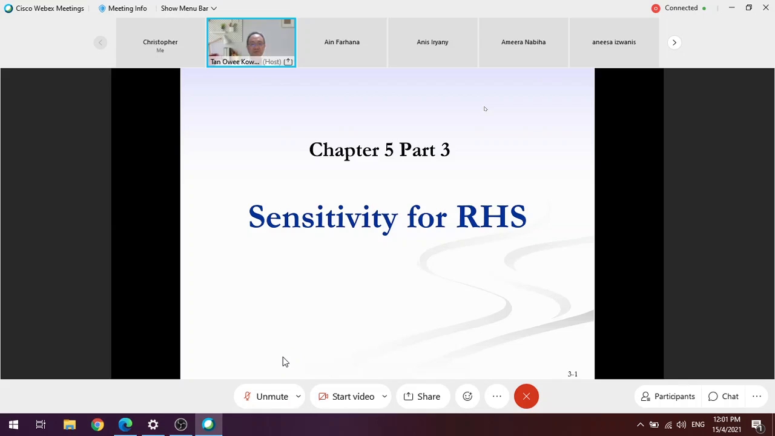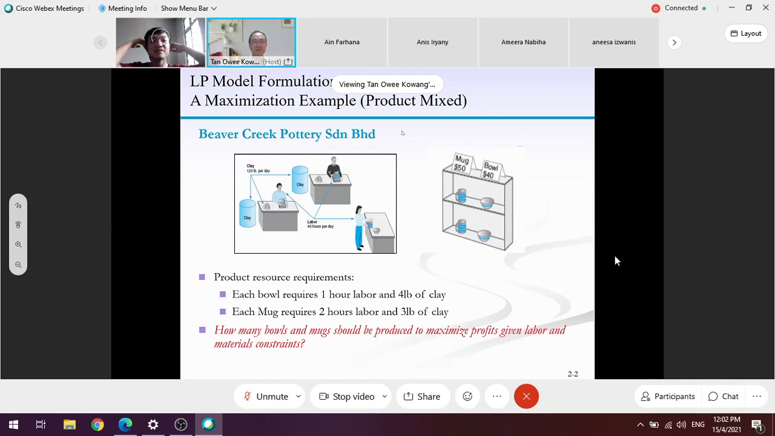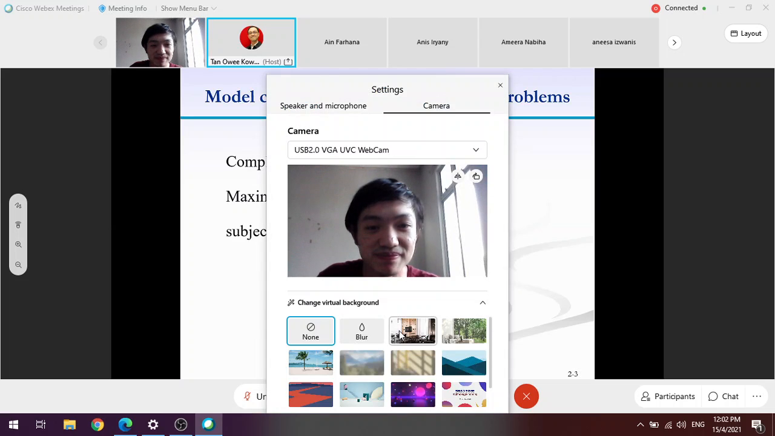Good afternoon, everyone. This chapter is also going to discuss sensitivity, but we're going to talk about sensitivity for the constraint. We're going to use the same example that we have discussed so far, the Beaver Creek Pottery Sdn Bhd example. And then we're going to discuss sensitivity for the constraint.